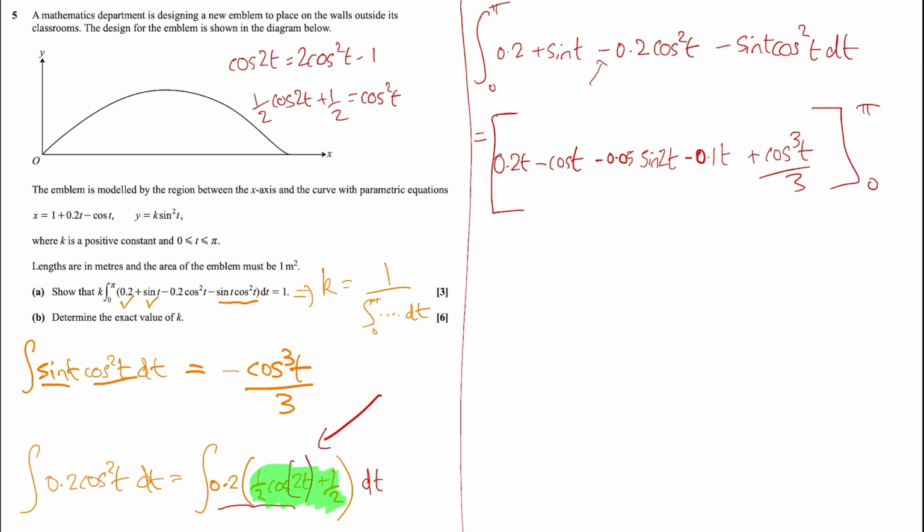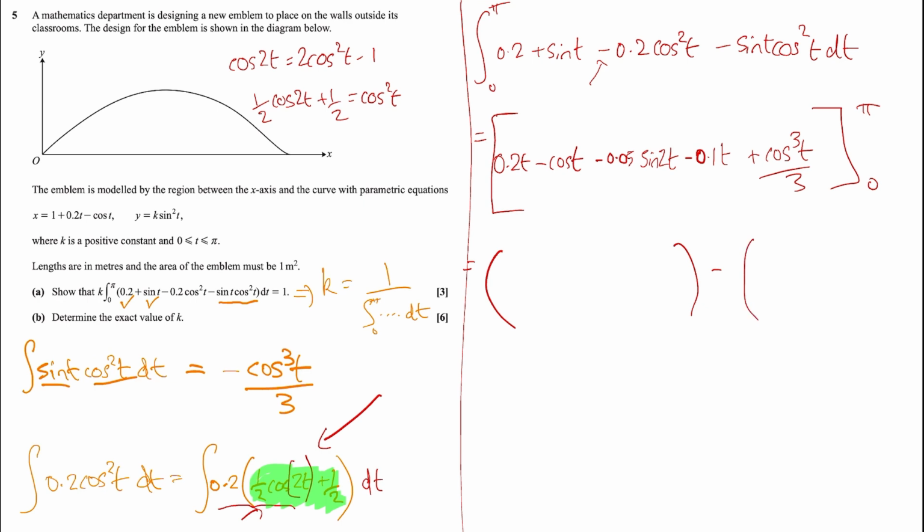Let's just double check if we differentiate, do we get back to 0.2 sine t, negative 0.1 cos 2t, which is down here, and then negative 0.1, yeah, good. And then this goes to minus sine t cos squared t over 3 times 3. Yeah, so I think we're all good with that.